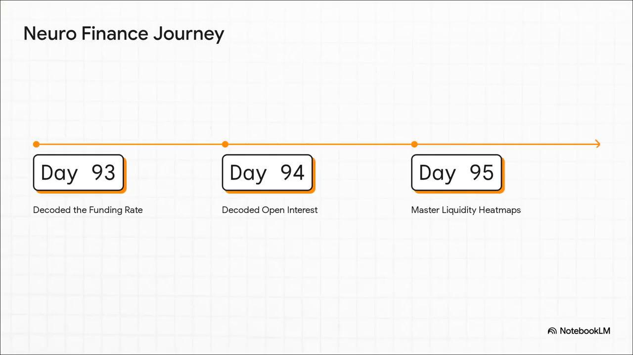So, just to give you a quick recap of how we got here. On day 93, we decoded the funding rate. Then, day 94, we cracked open interest. Those metrics gave us the context we needed. They told us the market was winding up for a big move. But today, day 95, mastering liquidity heat maps, this logically builds on that foundation. We are officially stepping away from staring at boring spreadsheets and firing up a high-definition visual radar. It's a total game changer.